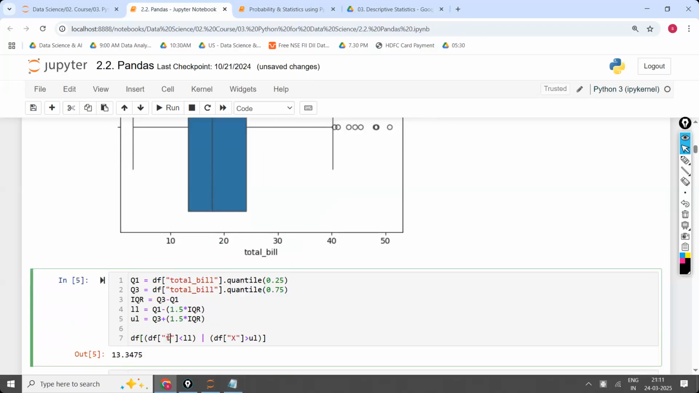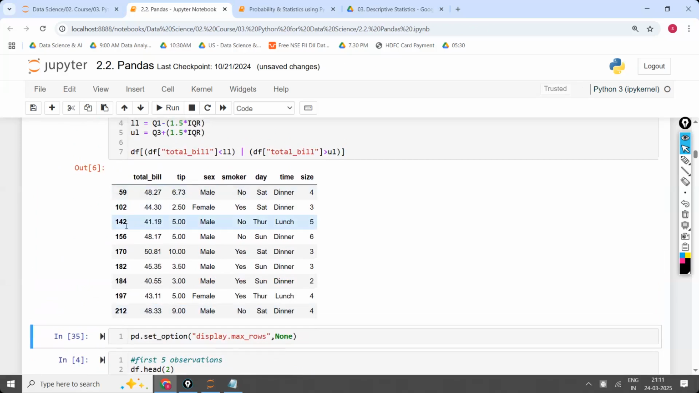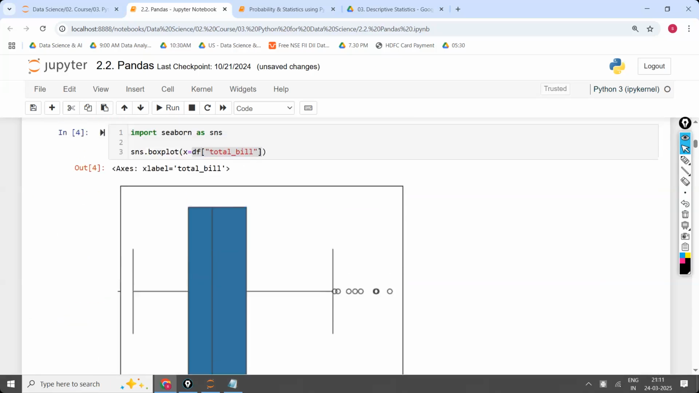In the total bill, wherever the total bill is less than the lower limit, or greater than the upper limit, how many records are there? 1, 2, 3, 4, 5, 6, 7, 8, 9. You told 7 now. Is the point clear now? So don't believe the circles. Just whether outliers are there or not is all it will tell.